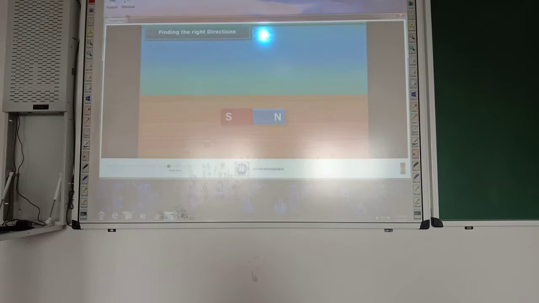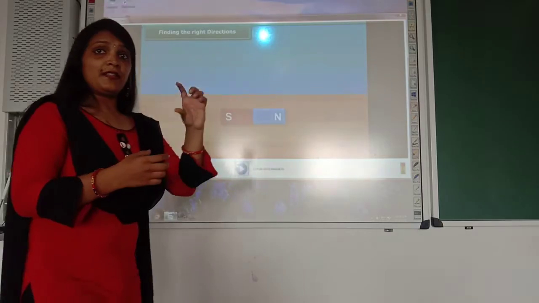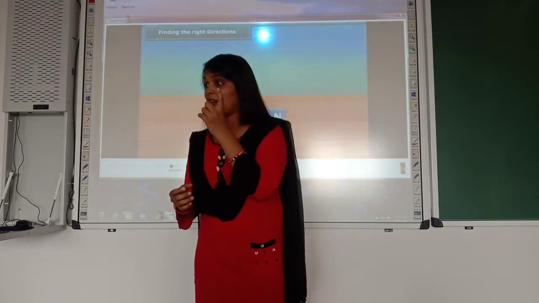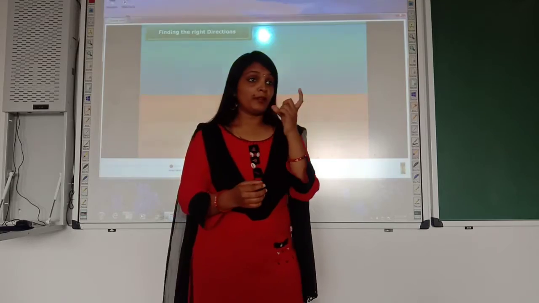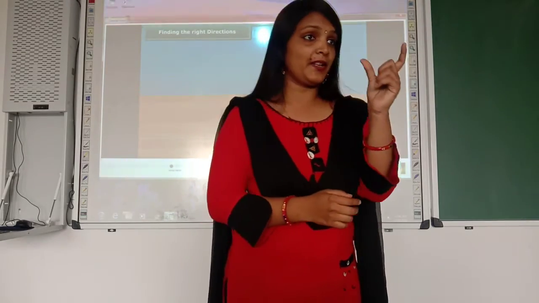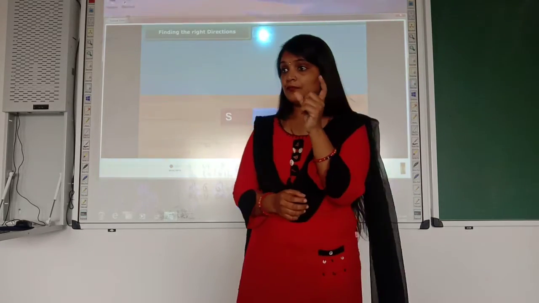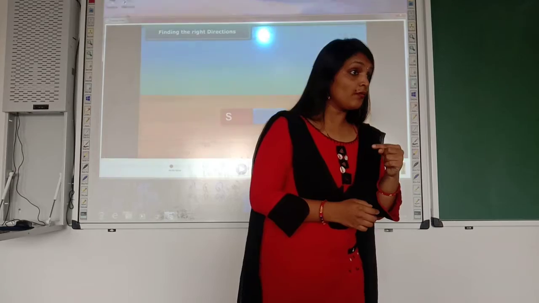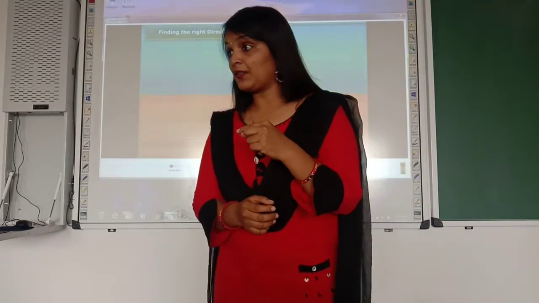Finding the right directions. Once you know about the poles of a magnet, you should also be able to mark the location of the poles. Have you ever seen that magnetic needle for finding the direction? To find out the direction, you use magnetic needles, like a compass. What is that? It's a magnetic needle. What does it do? It points out the north and south direction.